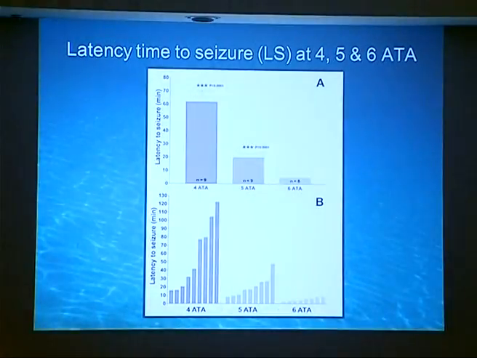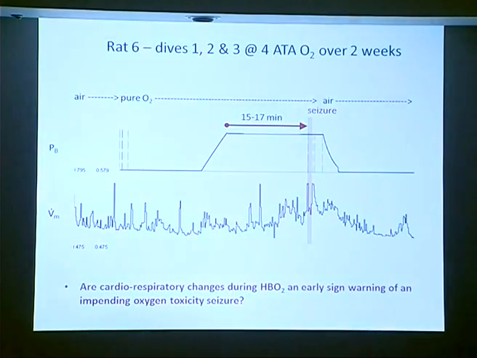All right, so we worked at 4, 5, and 6 atmospheres oxygen. This is showing you the variability of individual rats. This is the averages. So on average, about 60 minutes at 4 atmospheres to seize, a little less than 20 minutes at 5, and less than 5 minutes at 6 atmospheres. And here's what we saw.